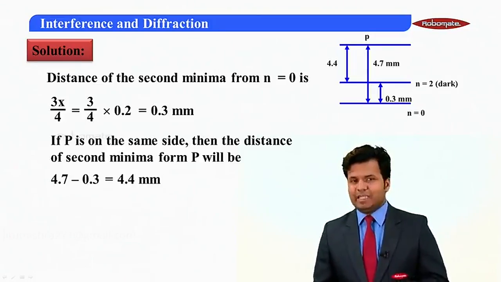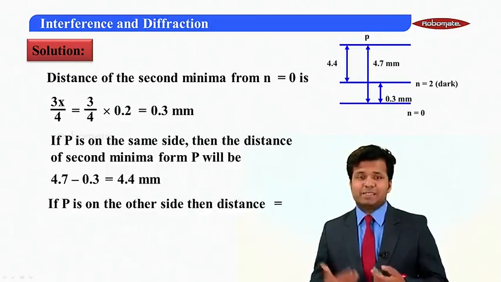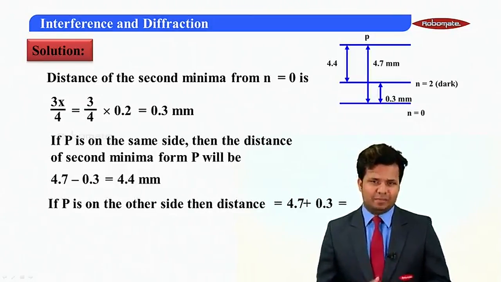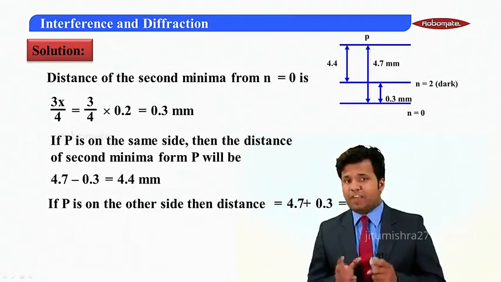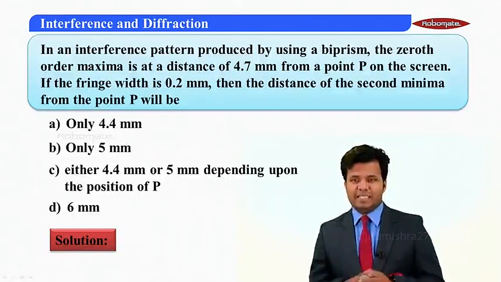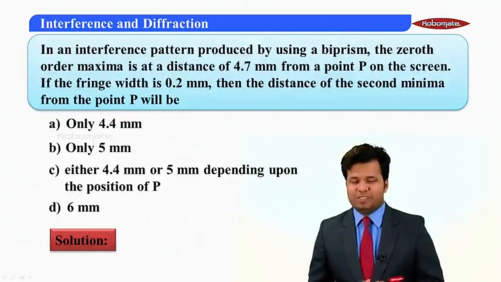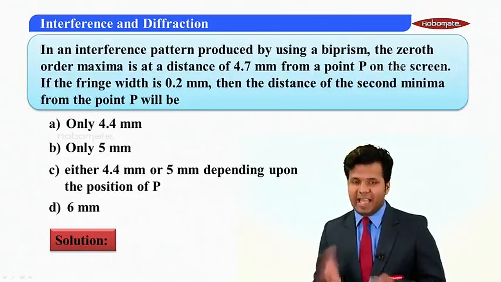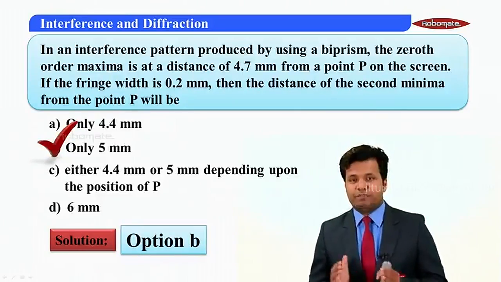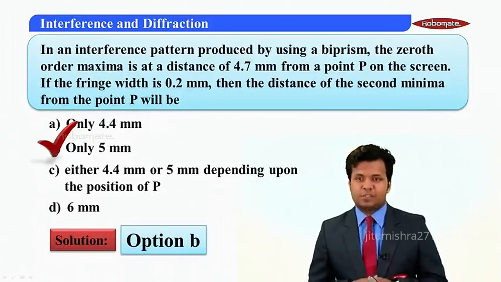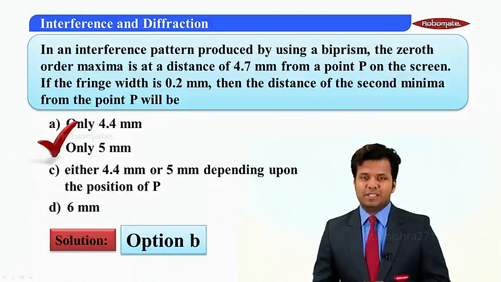The second possibility is that if P is on the other side, then the distance would be added up. So it would be 4.7 plus 0.3 equals 5 mm. Students, 5 mm is what we have seen in the options. So the answer to this question would be option B. It is only 5 mm. So that was it from this module, students. Thank you.